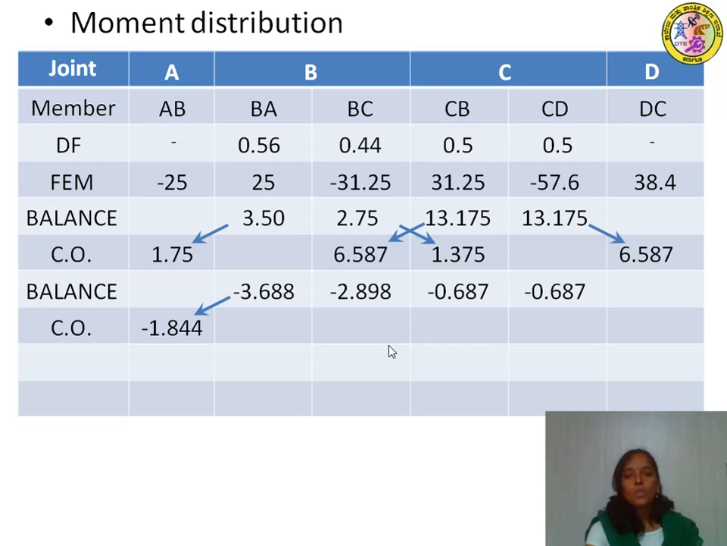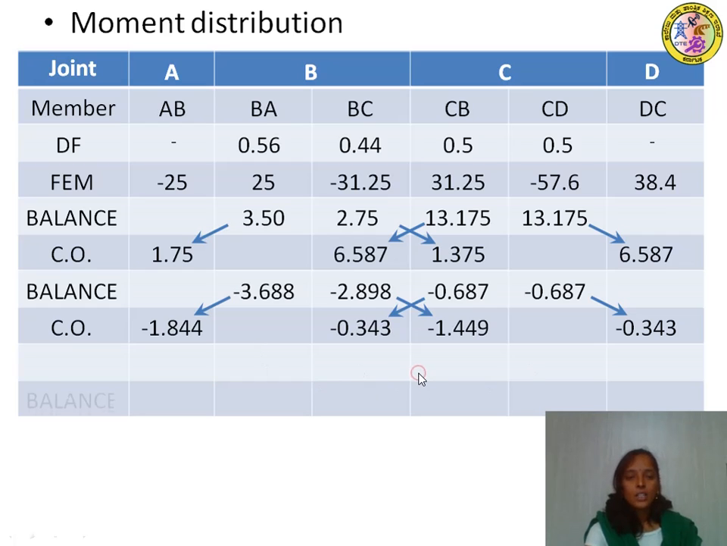Next, from BC to CB. So the carryover moment from BC to CB is half of minus 2.898, which equals minus 1.449. Next, from CB to BC, minus 0.687, half of which will be equal to minus 0.343. Next, from CD to DC, minus 0.687, half of this value will be minus 0.343. So that is the carryover calculations. Next, again, now the joints B and C are imbalanced.